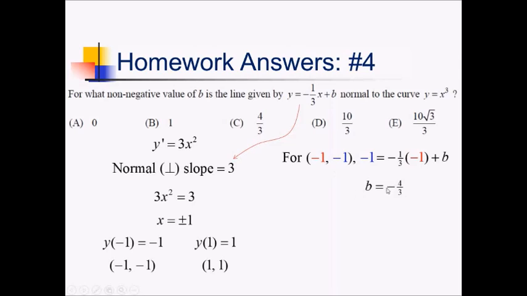So let's plug in 1 comma 1 now and hope we get a non-negative b value. So at 1 comma 1, we can rewrite this equation as 1 equals negative 1/3 times 1 plus b. So essentially 1 plus 1/3 to get the b value, which is positive 4/3. So that's going to end up being answer choice C.